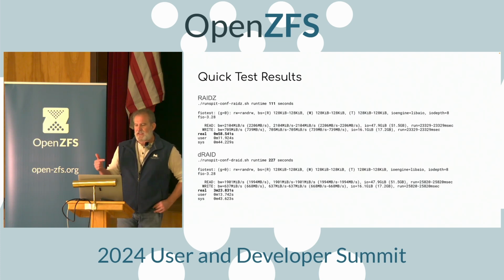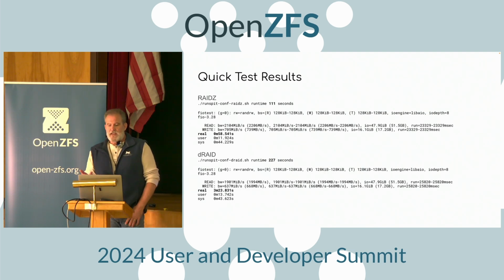So before we go into actually doing a live one, I ran this last night. The SPIT whole run ran 111 seconds. The exact same configuration in dRAID mode took 227. So there's something amiss in there.